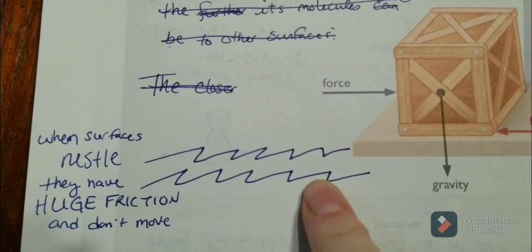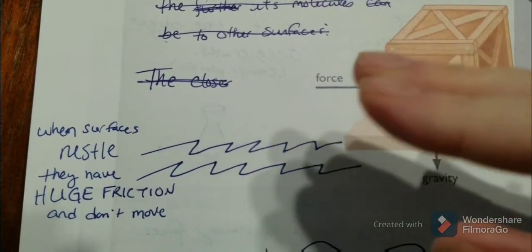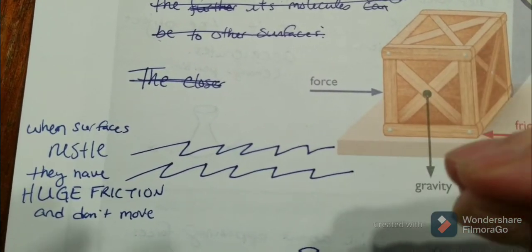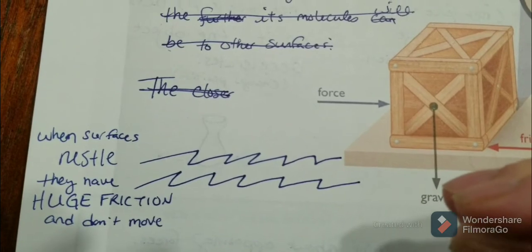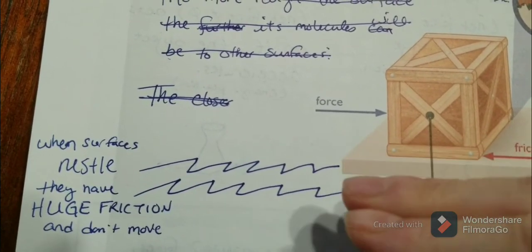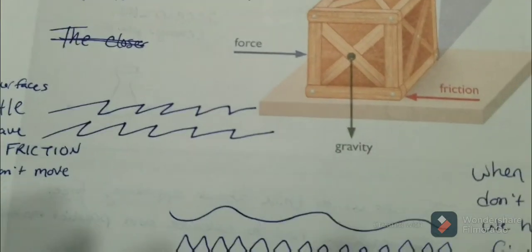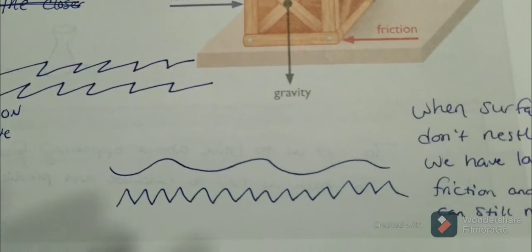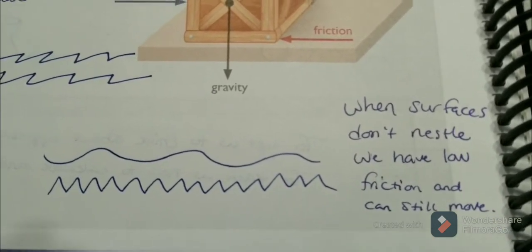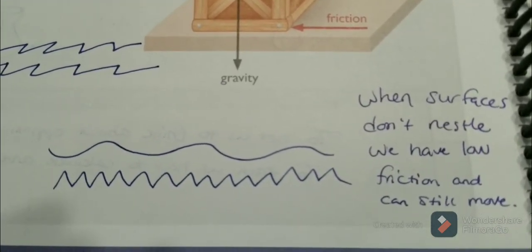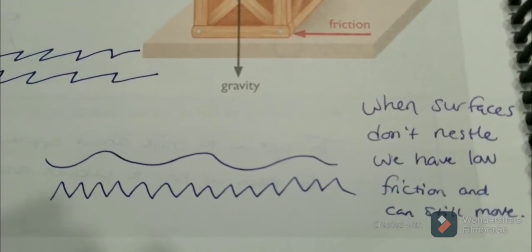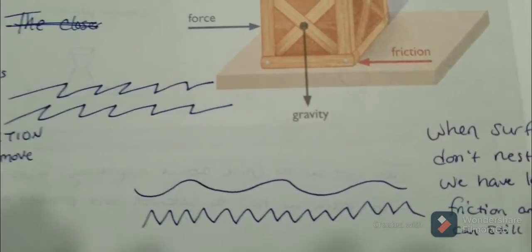Like if these were smushed together, they would settle and ka-chink, they would just connect, right? And they would have so much friction that they would not be able to move. And it's because they were able to nestle into each other like that. But if you had two surfaces that were not able to nestle in each other like that, they would have low friction. They could still move across each other. Those two surfaces would not connect like that.